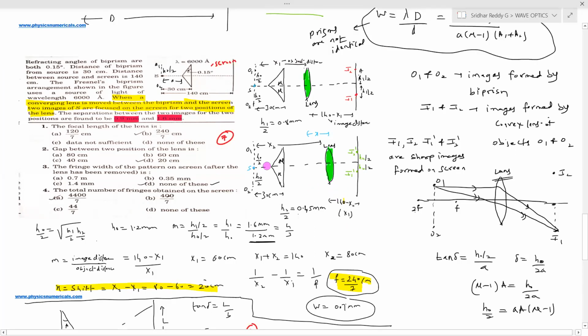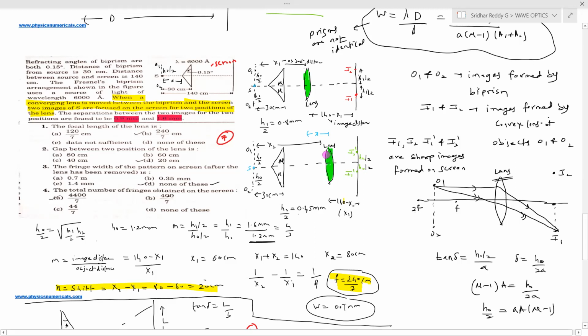Okay, no. So again, I'll move the lens. Again, at one specific position, let the lens be at a distance x2. I'll get again sharp images, I1 dash and I2 dash. The distance between objects will not change. I'm not going to shift the prism. It will be there at 30 centimeter. Then what I do is like this. H2 is what is given for us, 0.9 millimeter.